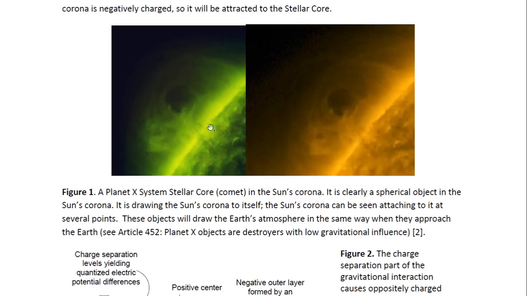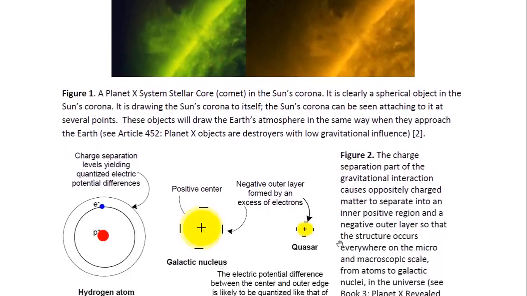So because we can see the sun's corona attaching to it at several points here, these objects will draw the Earth's atmosphere in the same way when they approach the Earth. And you may look at Article 452 entitled Planet X Objects are Destroyers with Low Gravitational Influence.